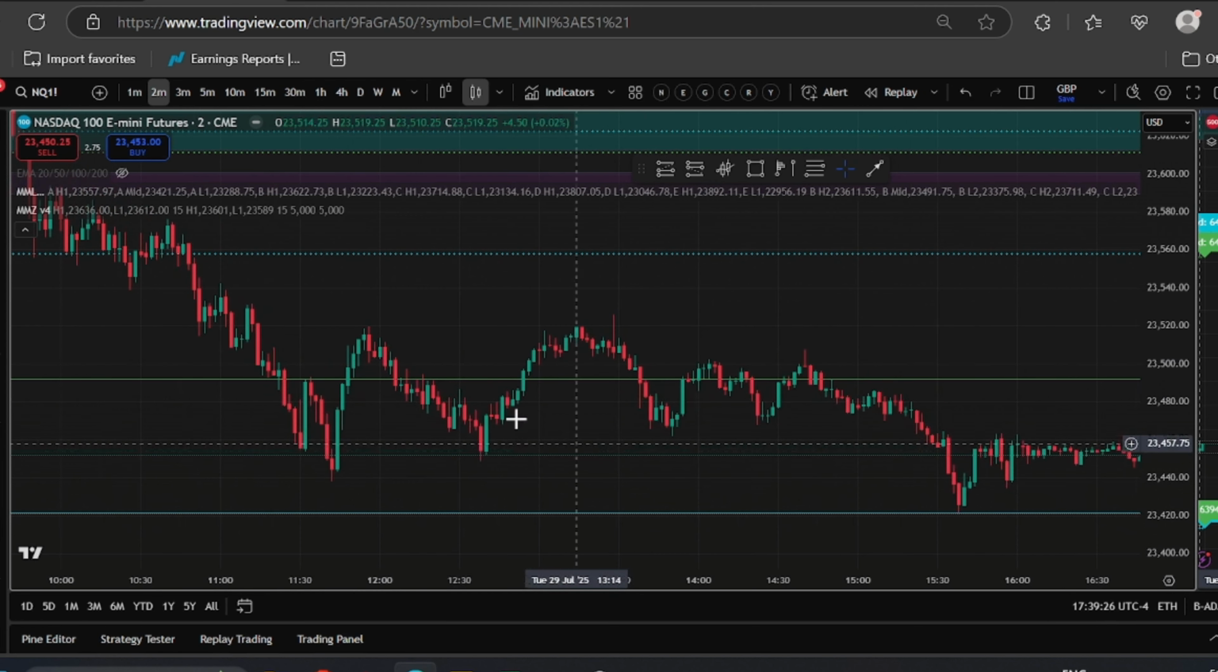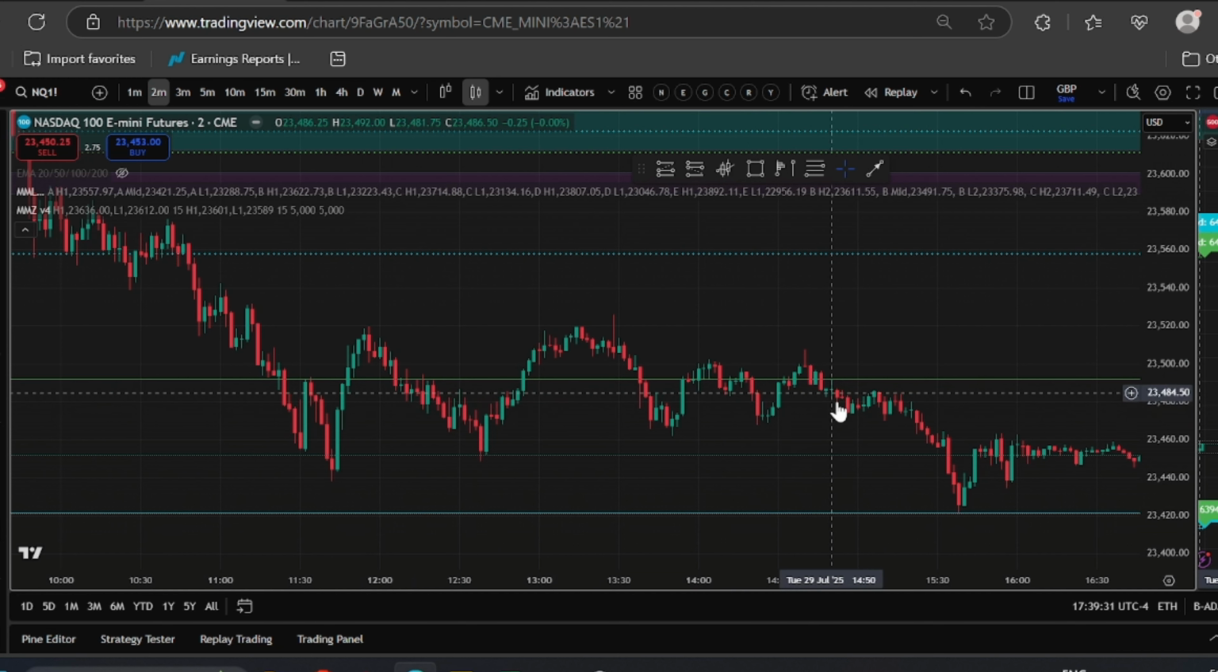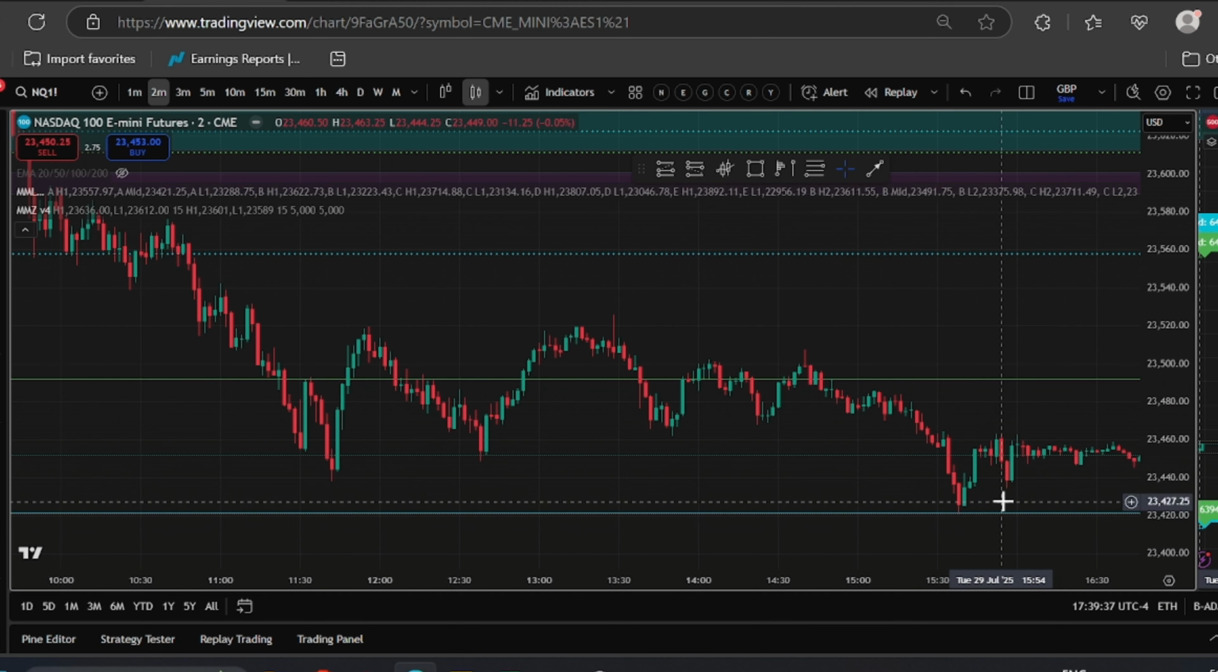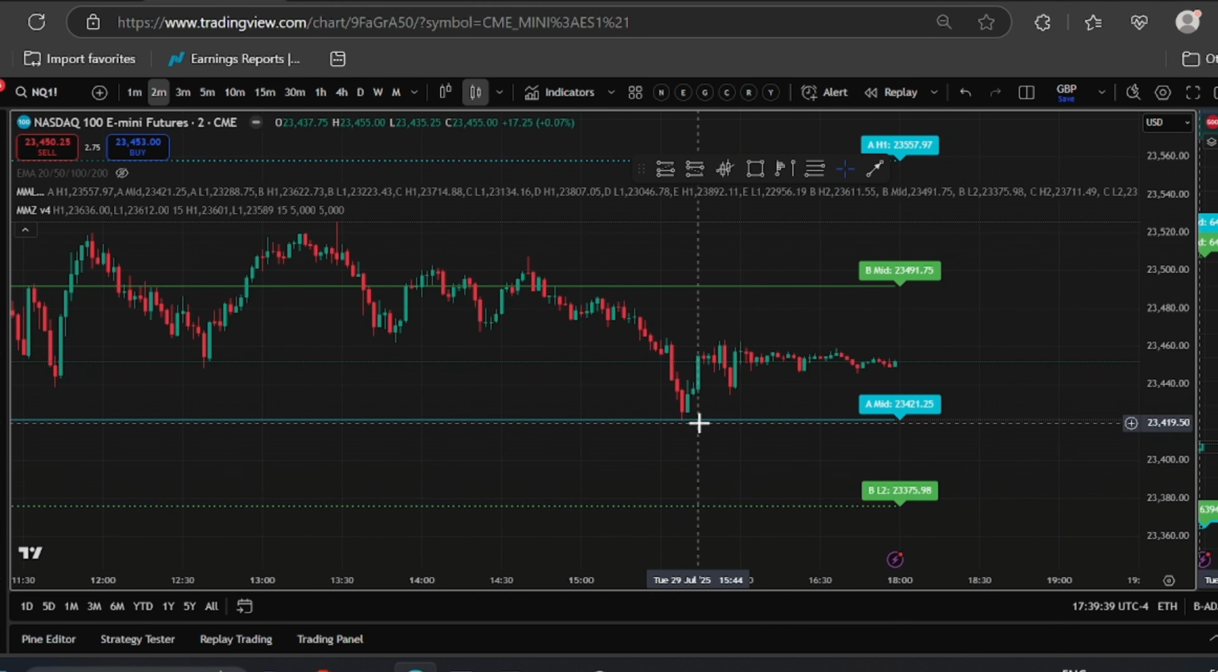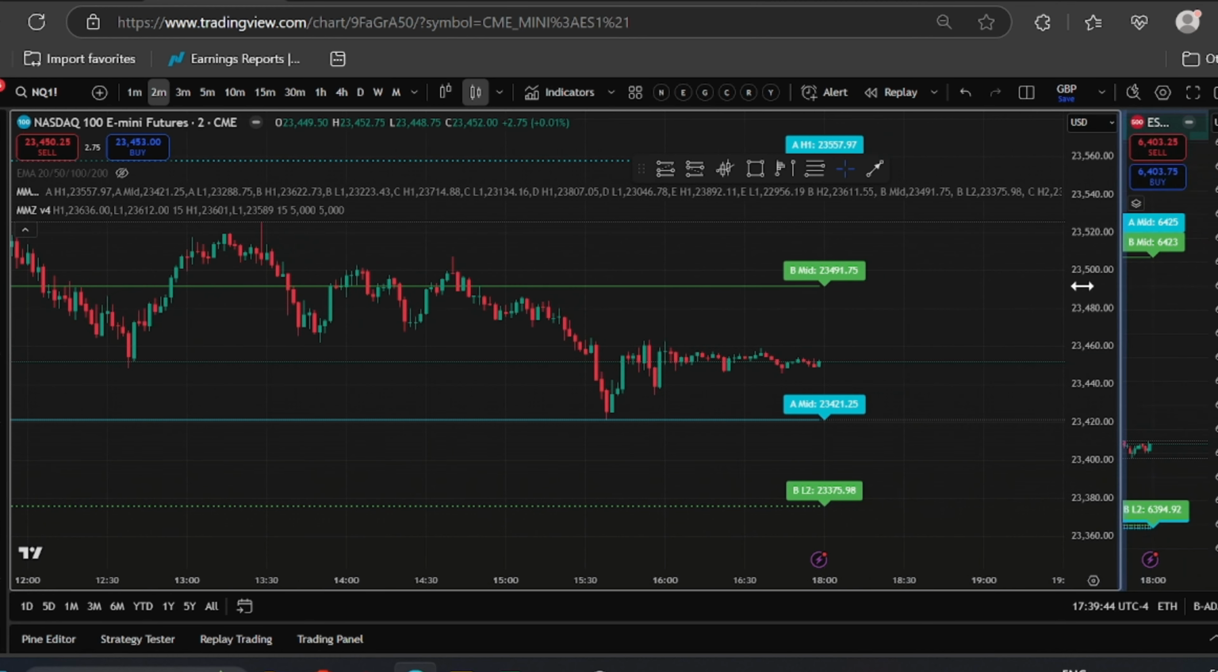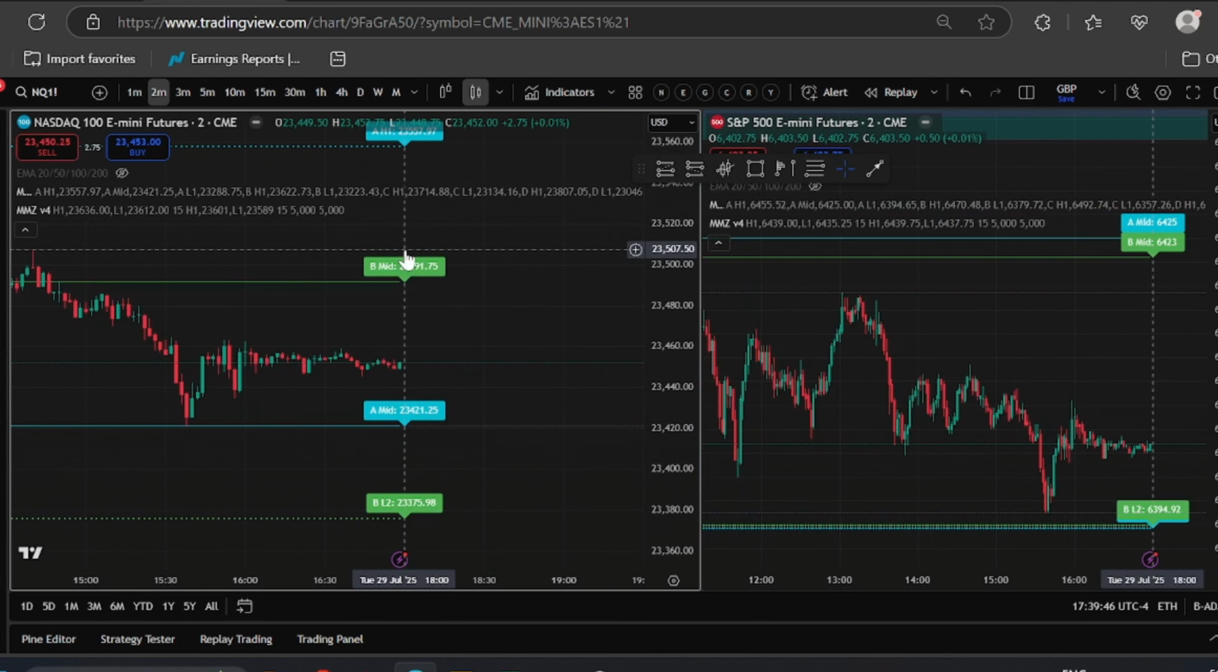So you can see it kept dropping. You could have taken the short still here, but once price started dropping and making lower highs, you could have taken the short till the next level. You see how perfectly it came to this level and rejected. So yeah, these levels are very powerful. You can trade using them.